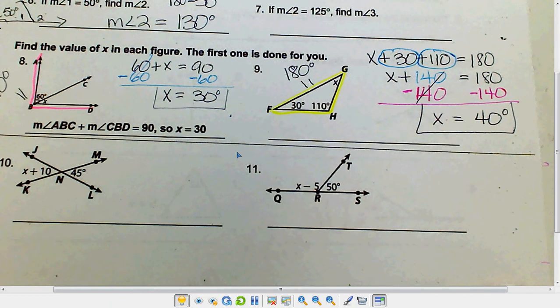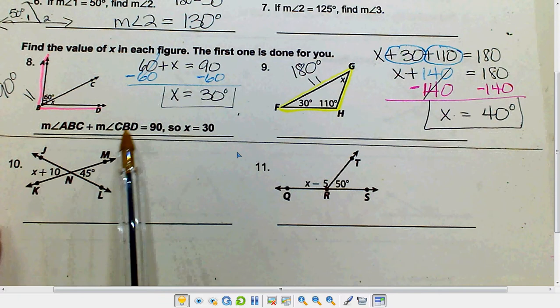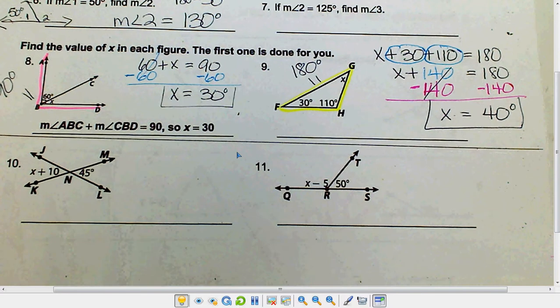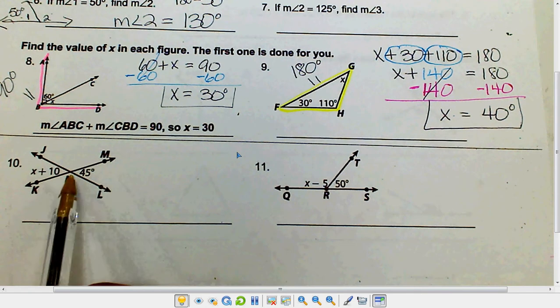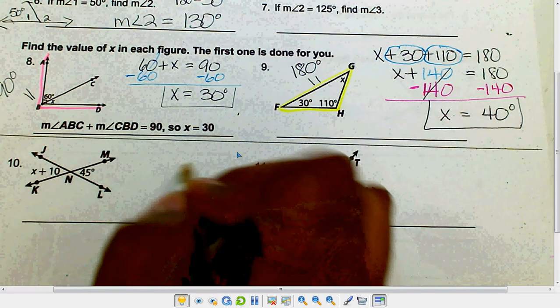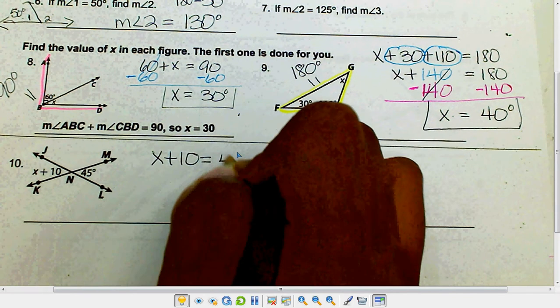Okay, now to speed this on up, I'm just going to go ahead and set the rest of them up, and then you're going to solve them on through. Okay, in number 10, we have vertical angles, because we see our intersecting lines. So since we have vertical angles, then that means that these opposite angles have to be congruent. So my equation is going to be set up like this. X plus 10 equals 45.